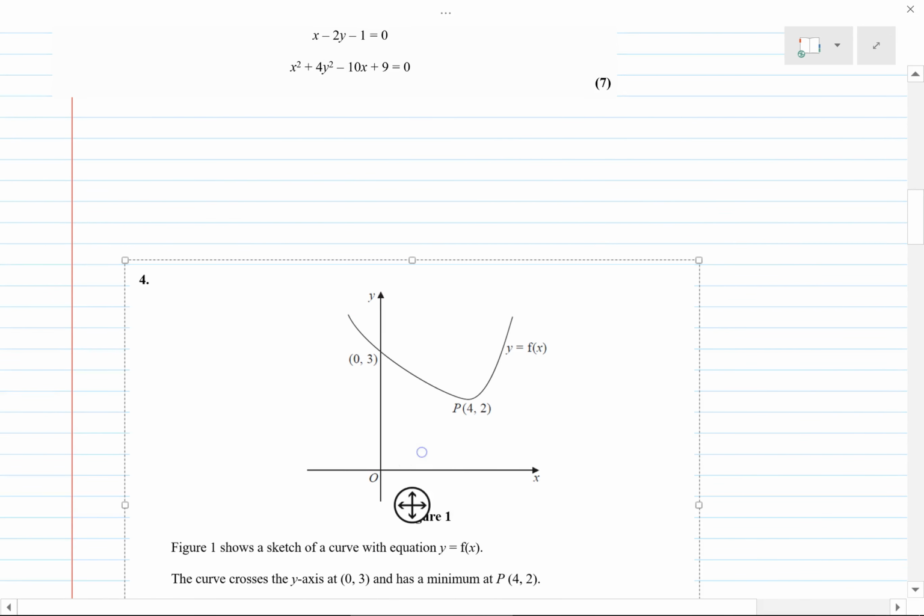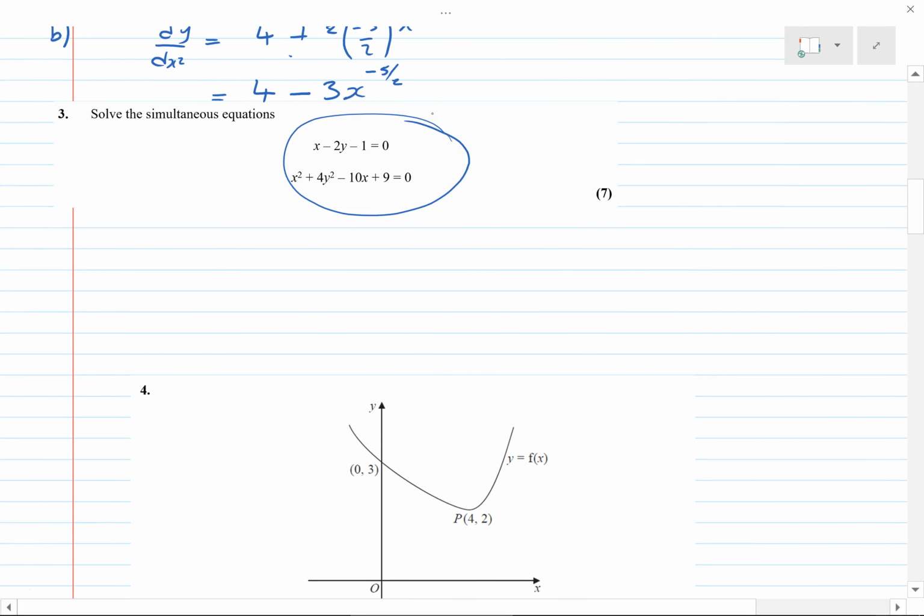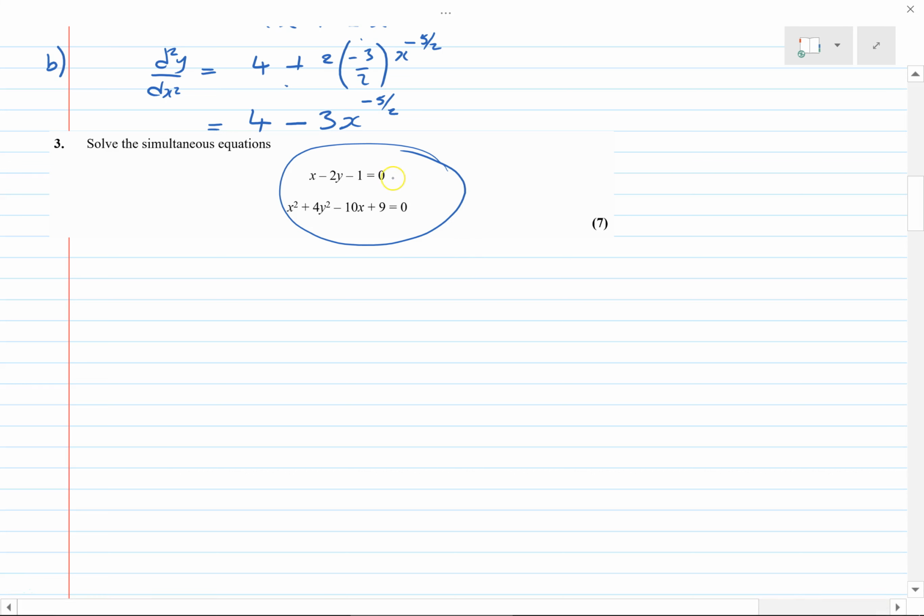Right, okay, let's just look at this. It's a simultaneous equation, fairly classic. We've got a linear bit and we've got a quadratic bit here.